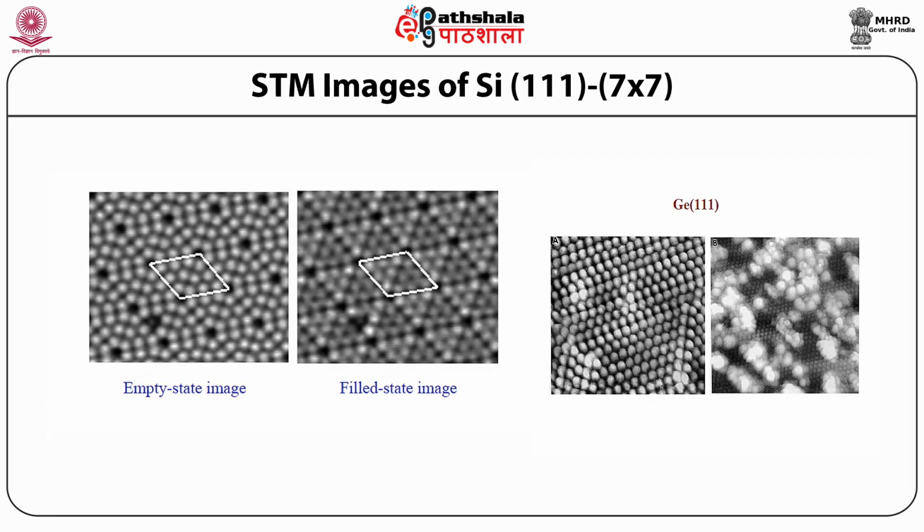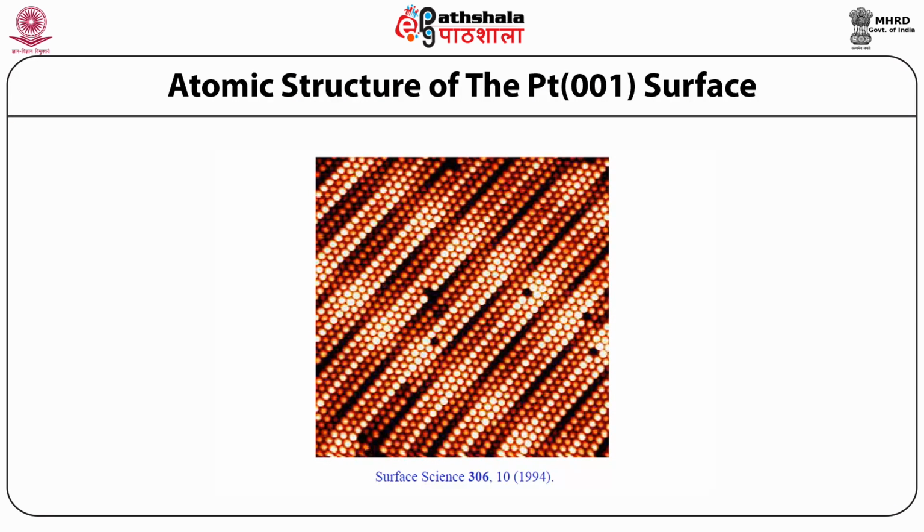So these are the STM images of silicon 111, where as you can see this shows the empty state image, and the figure on the right-hand side shows the filled state image. The figure below shows the STM images of germanium 111. This shows the atomic structure of the platinum 001 surface, which was published in Surface Science, and this was recorded by a scanning tunneling microscope.